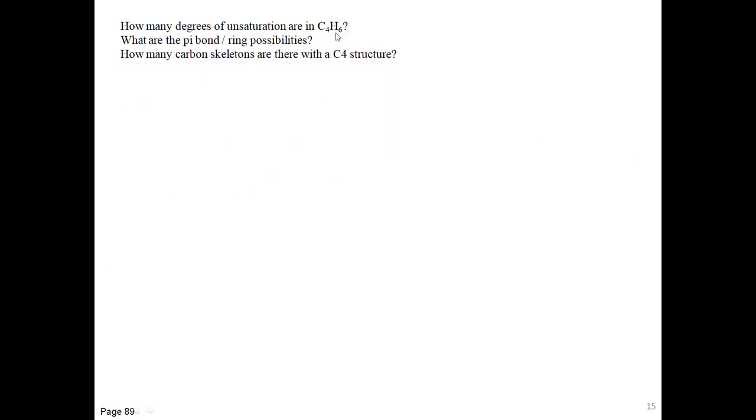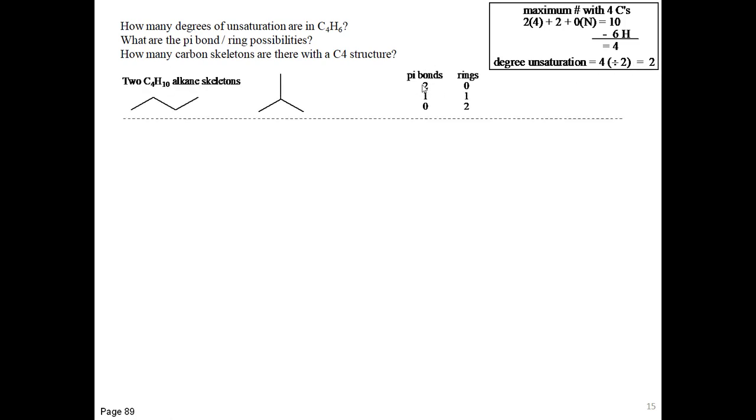What if we had C4H6? What happened here? Okay, 2 times 4 plus 2 is 10, but we only have 6 hydrogens, so we subtract 4. So we divide 4 by 2, and we say we have 2 degrees of unsaturation. Well, this is more than we did before. So we could have 2 pi bonds, we could have 1 pi bond and 1 ring, or no pi bonds and 2 rings. Are these all possible?